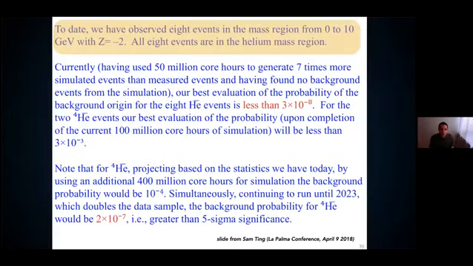AMS-02, though, potentially found 8 to 10 events that are consistent with cosmic ray anti-helium at an energy of a few GeV. The background rate for this has a probability of less than 3 times 10 to the minus 8. In fact, they just couldn't get this in their Monte Carlo simulations.